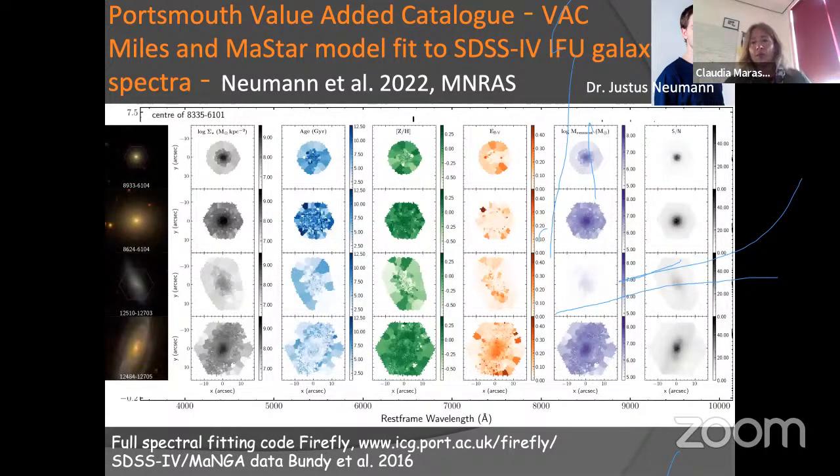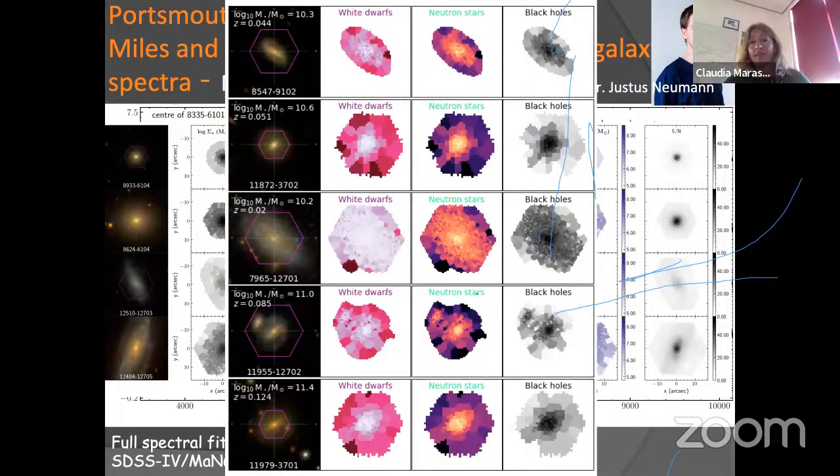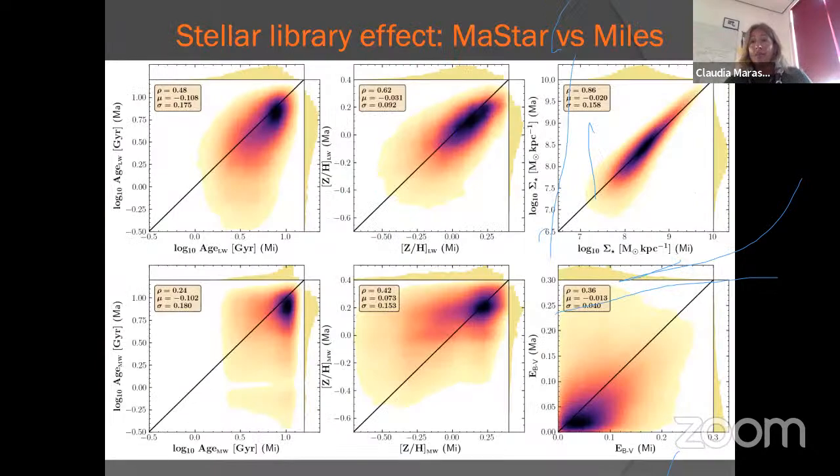Then you get these beautiful maps. And what we have included, which is quite a novelty, are also the maps of dark remnants, white dwarfs, neutron stars and black holes, resolved for all these galaxies. As I mentioned, I think I will be able to go nicely to the end of the talk with just a couple of minutes of overtime.